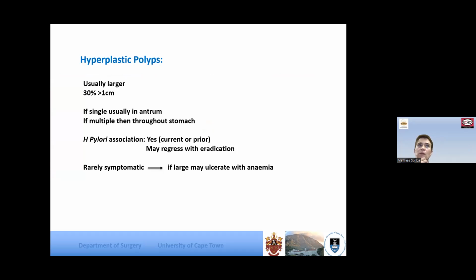And as we've said before, yes, there's an H. pylori association. They are single, they're lonely, they like bacteria, H. pylori. Remember it like that. There is some evidence that if they are small and few, you may regress them with eradication of H. pylori. They are rarely symptomatic, and only if, as we mentioned, they're large and waving about with friction, they may cause some ulceration and anemia.